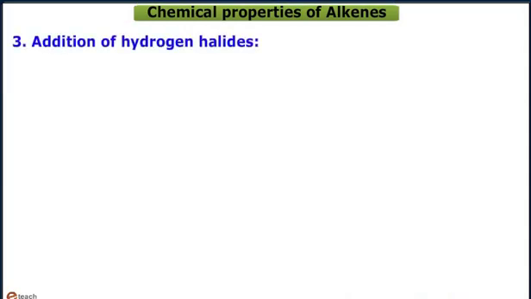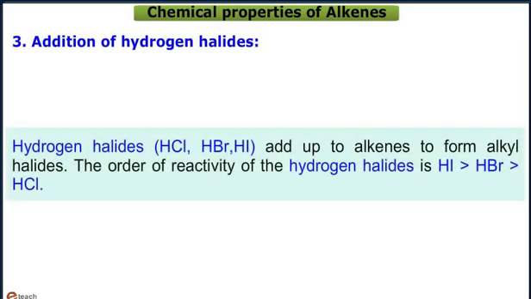The third reaction is addition of hydrogen halides. Hydrogen halides, that is HCl, HBr, HI, add up to alkenes to form alkyl halides. The order of reactivity of the hydrogen halides is HI greater than HBr greater than HCl.